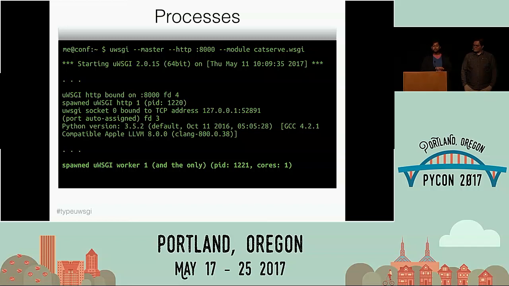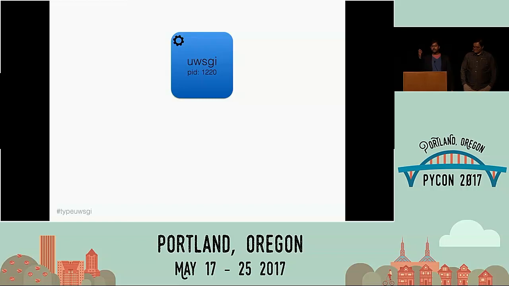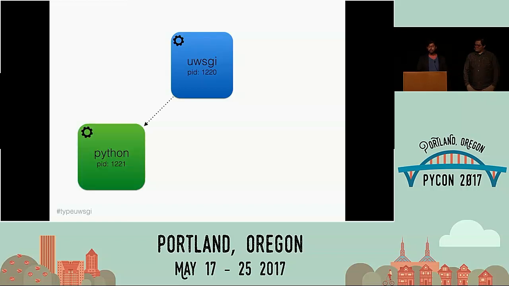And I want to illuminate that a bit more with some diagrams. So when we pressed enter, uWSGI got started, and it had a process ID of its own. It knew that it needed to start another process to actually run your Python application code. So it forked and executed the Python process here.